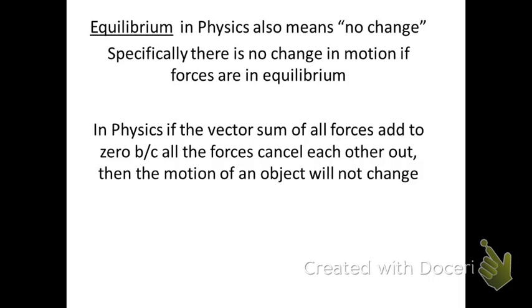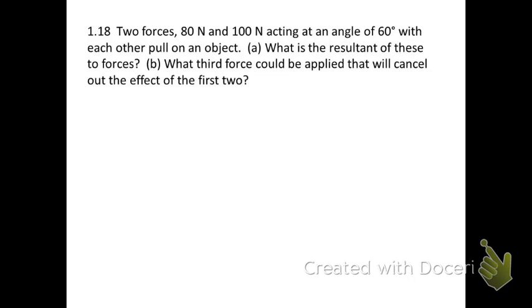Imagine somebody pulling on an object 10 newtons to the right and another person pulling on the object 10 newtons to the left. Well, there are obviously forces present, but they cancel each other out. And since the sum of the forces cancels out, it's said to be in equilibrium. There'll be no change in motion of the object. We'll get into this in much more depth when we talk about forces and Newton's three laws of motion.